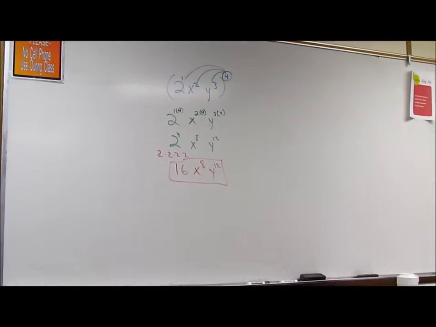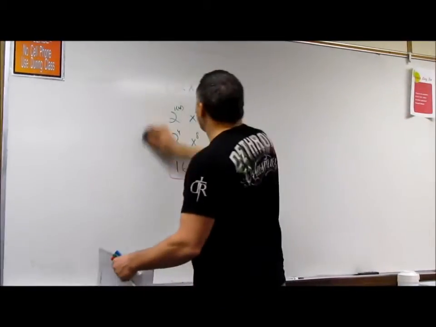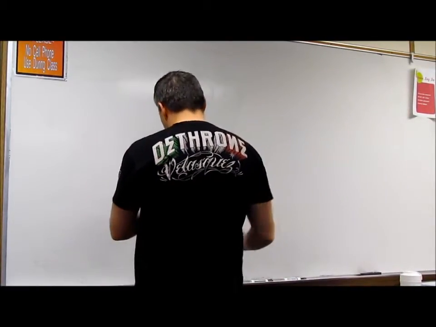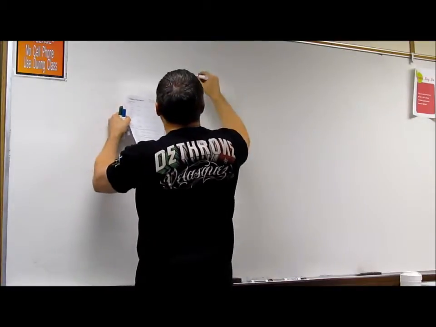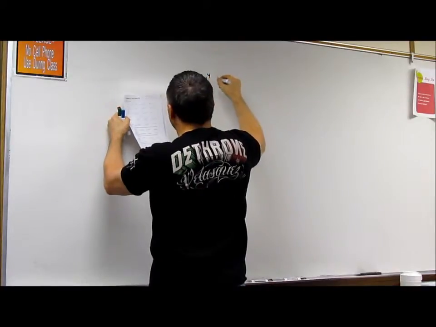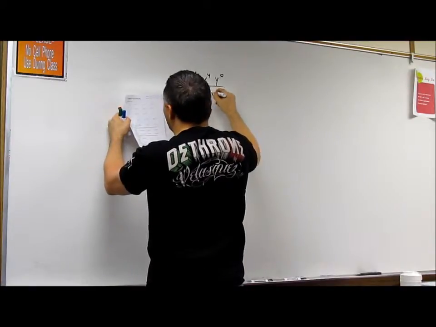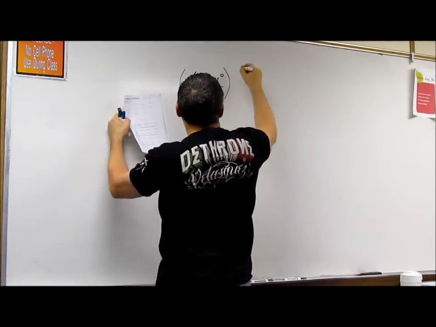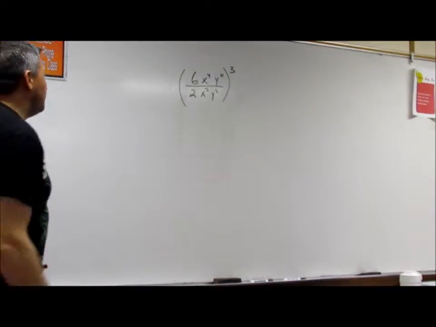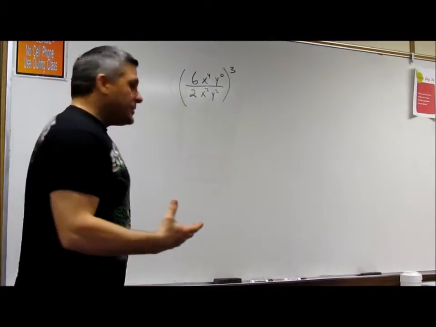All right. Continue. So now we're on problem 4. What I have here is one of the harder problems. It's 6 x to the 4th y to the 0 over 2x squared y squared, all raised to the 3rd power. So, with this problem, again, I need to do what's on the inside of the parentheses first.